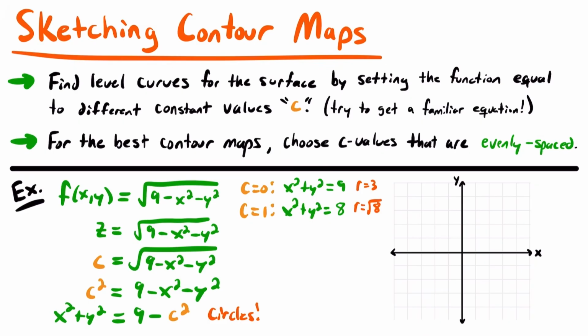And then let's take a look at another level curve. You're going to want to look at least 3 or 4, if not more, when you're sketching these contour maps. So don't just stop at 2 level curves. Try to find 3 at the very least, but in most cases you're going to want more than that.